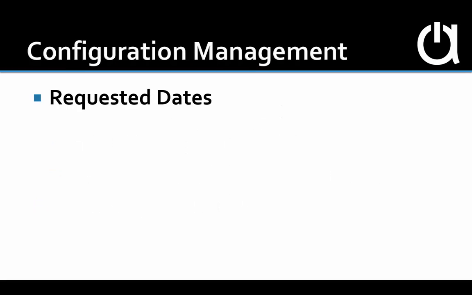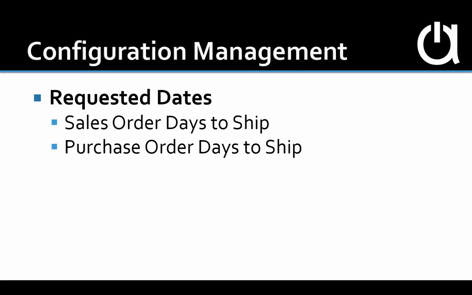So let's talk about Configuration Manager, and we'll start at requested dates. I had a few questions come in based on purchase order default date. So let's talk about some of the configuration options that we have. For both purchasing and sales, there is a days to ship option in configuration management. The sales order side sets the default requested ship date to however many days as specified. The purchase order settings set the requested date based on a similar setting, but the requested date is actually listed in the same place as your order date on a sales order.